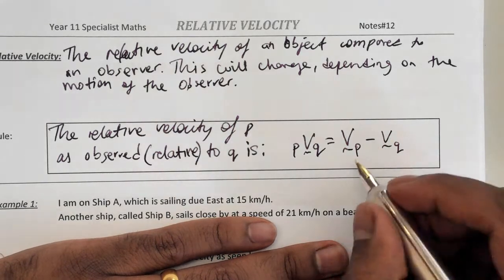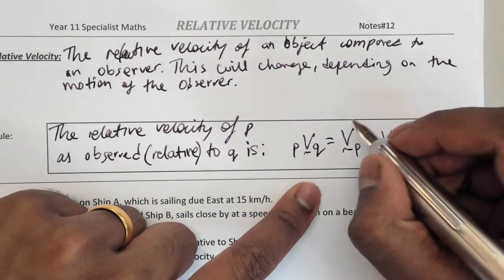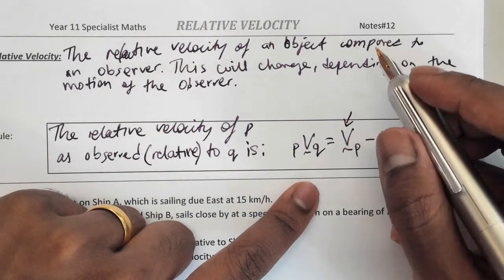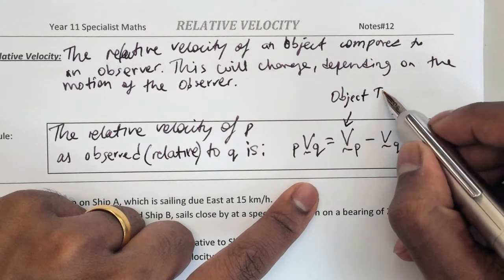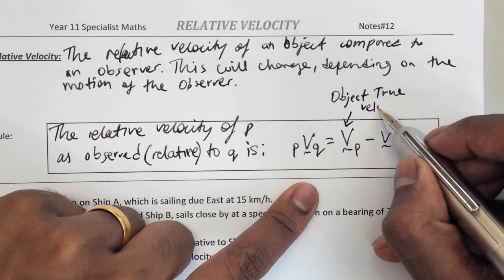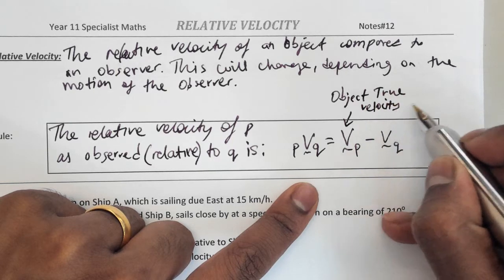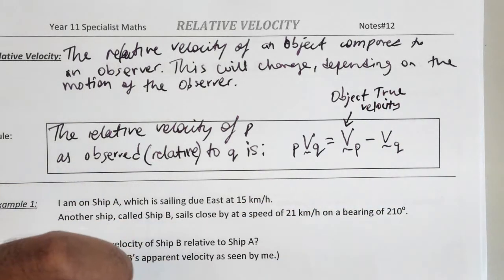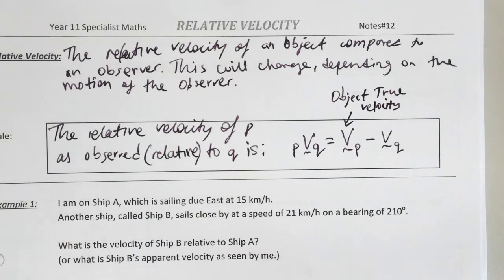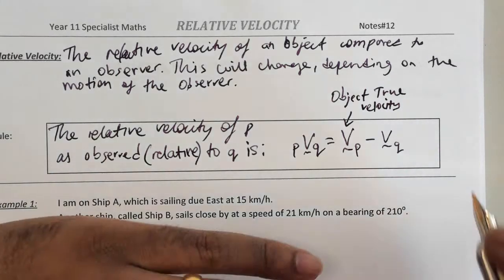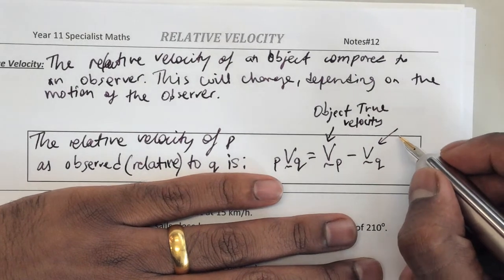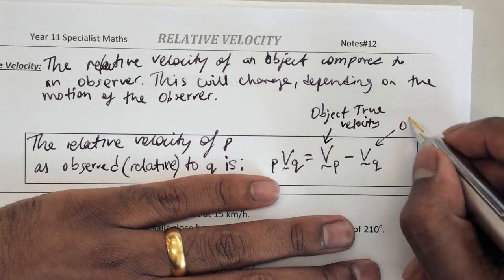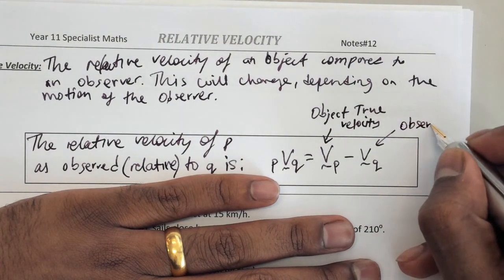So say you're going the same direction, right? This would be the object's true velocity. So say you're going at 130 kilometers per hour north. This would be the observer's velocity.